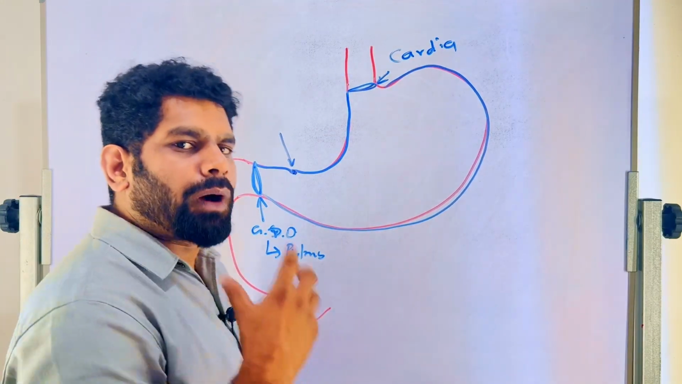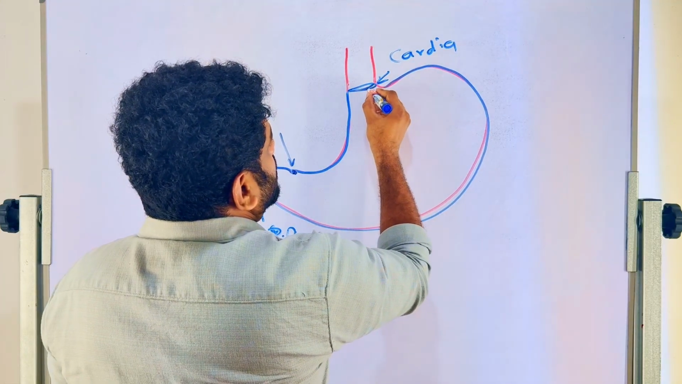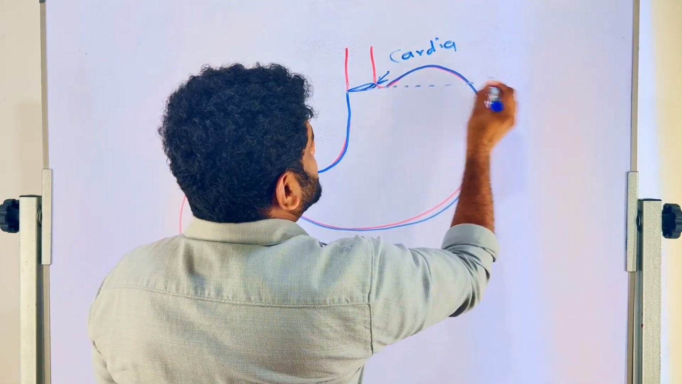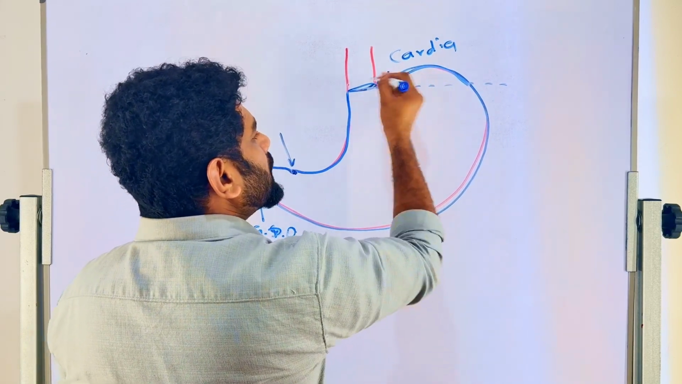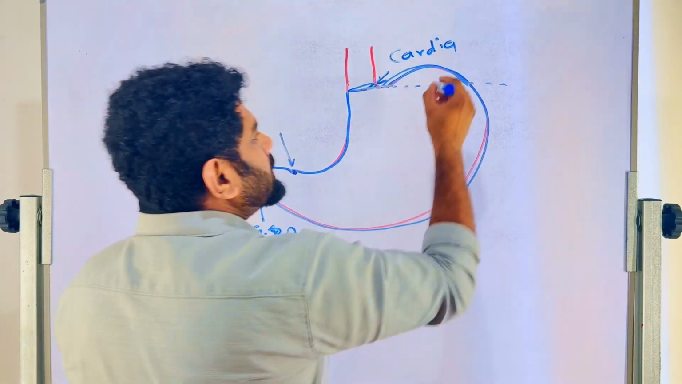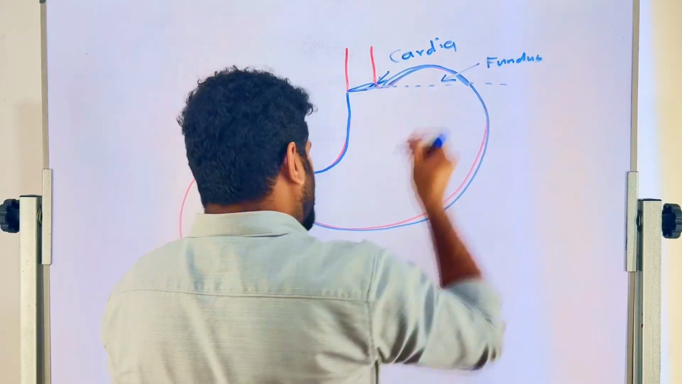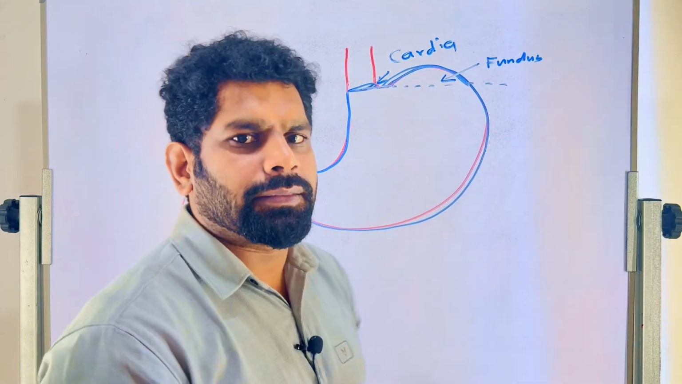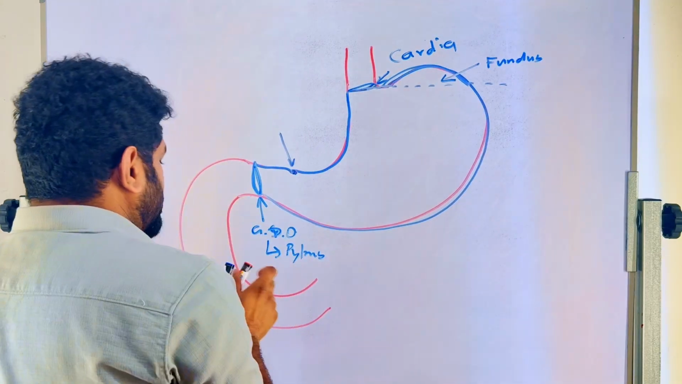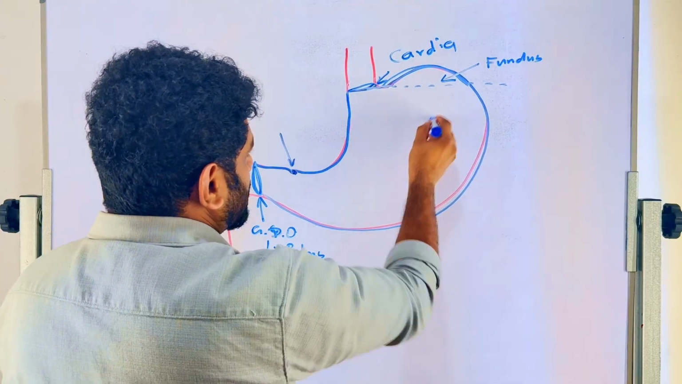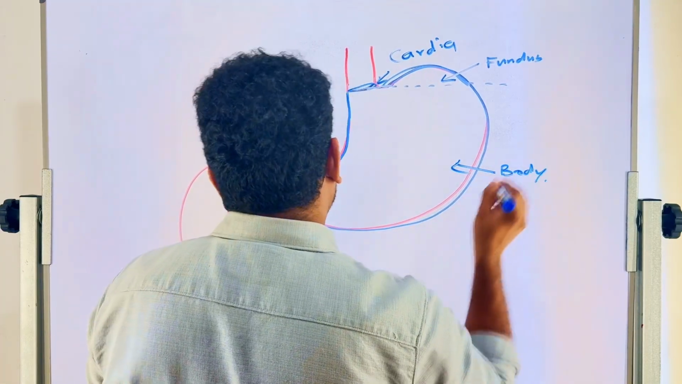What are the parts of the stomach? Here there is a dome-like projection from the level of the cardia. This part is called the fundus. Usually the fundus contains the air which we swallow. And here we have the largest part, the body. This is the body of the stomach.